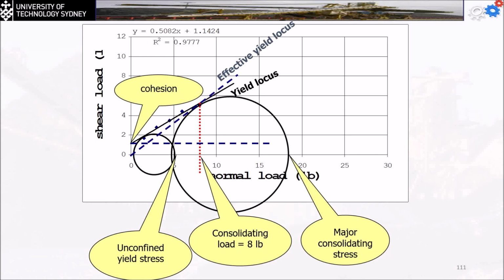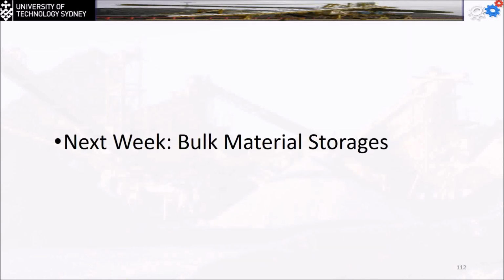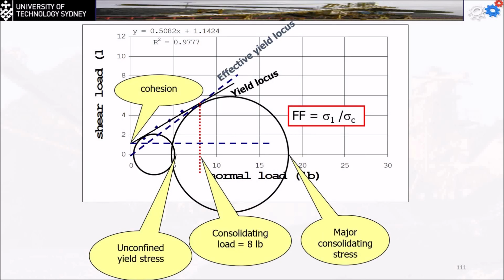For the equation, we said that FF is equal to sigma 1 divided by sigma C. We can find the value by simply dividing the sigma 1 we got from here by that, and this will give me the value of FF. Basically, this will be the first part of question number 2 in assignment number 1. The second part is about calculating the diameter of the pin opening.